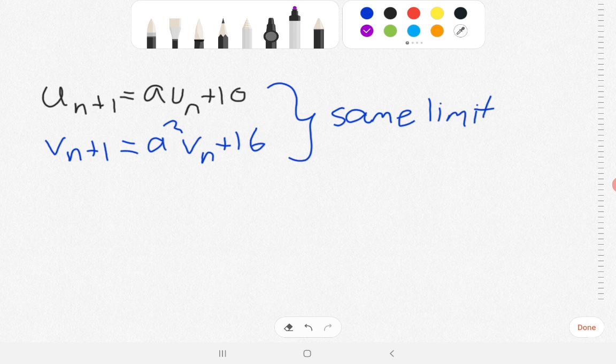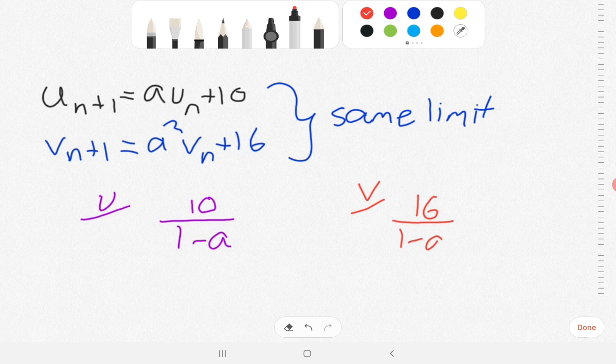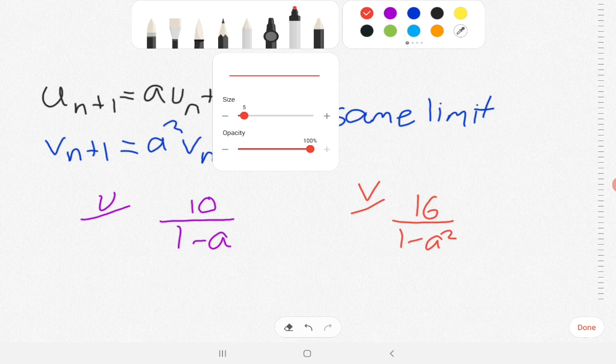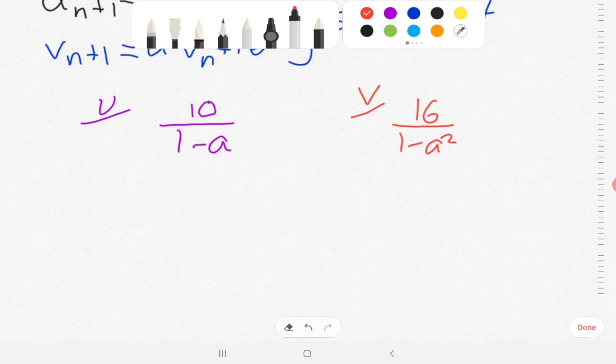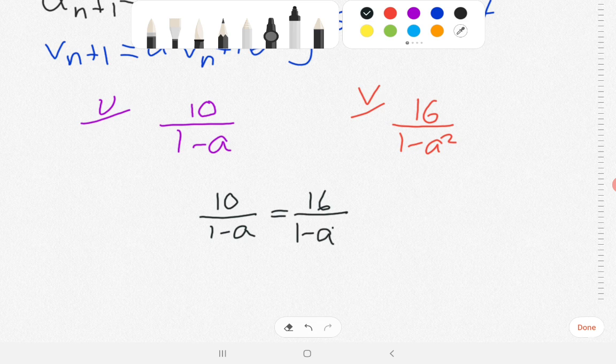So first thing I know is that my limit formula is b over 1 minus a. So for the u recurrence relation, the limit formula will be 10 over 1 minus a. And for the v recurrence relation, the limit formula would work out as 16 over 1 minus a squared. Okay, so hopefully that's straightforward enough. But then what the question also has told us is that the limits are the same. So what that means is that we can say that 10 divided by 1 minus a must be equal to 16 divided by 1 minus a squared.